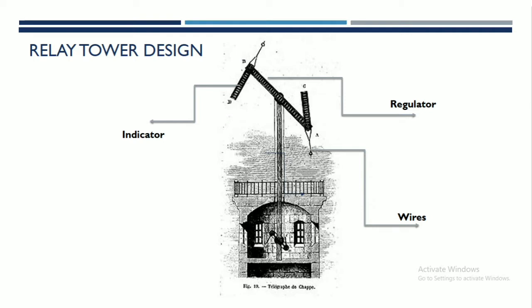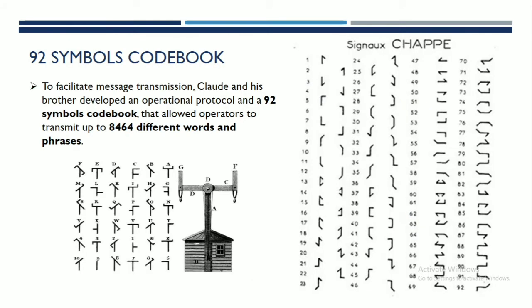You can see the main beam, which is the regulator, and you can also see the smaller wooden arms, which are the indicators. These beams are manipulated by the operator using wires to create a bunch of symbols. The design of the tower can create up to 92 different symbols, and it enables the operators to translate up to 8,464 different words and phrases using the 92 symbols codebook developed by Claude and his brother.